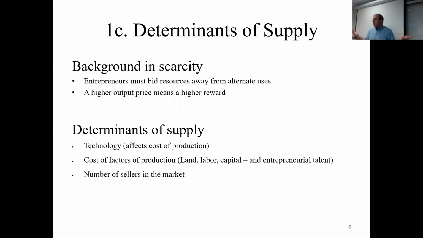The number of sellers in the market, obviously. If you've got 1 or 2 sellers in the market, you're going to have a small supply. As sellers drop out of the market, supply falls. As sellers enter the market, supply increases.